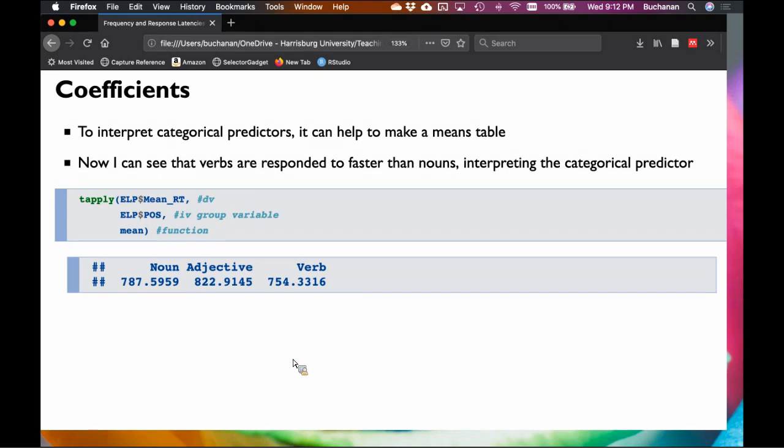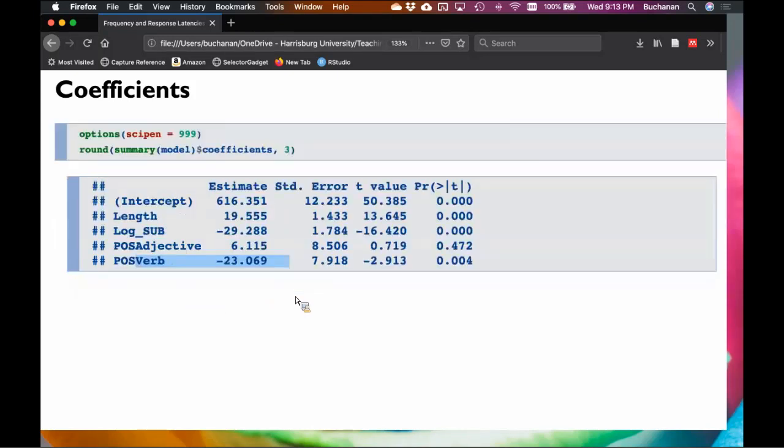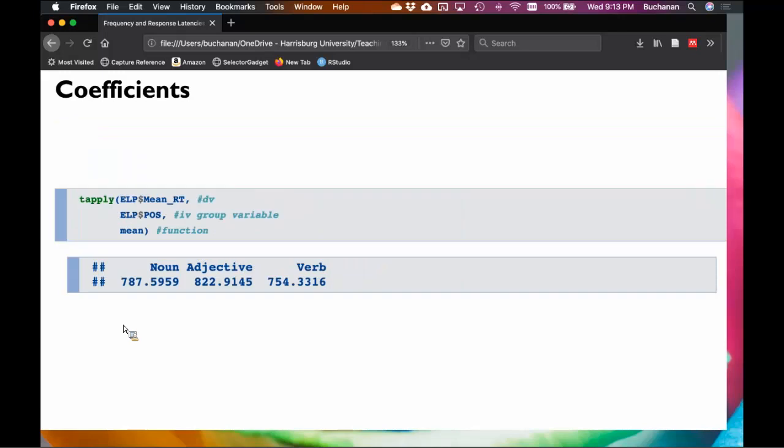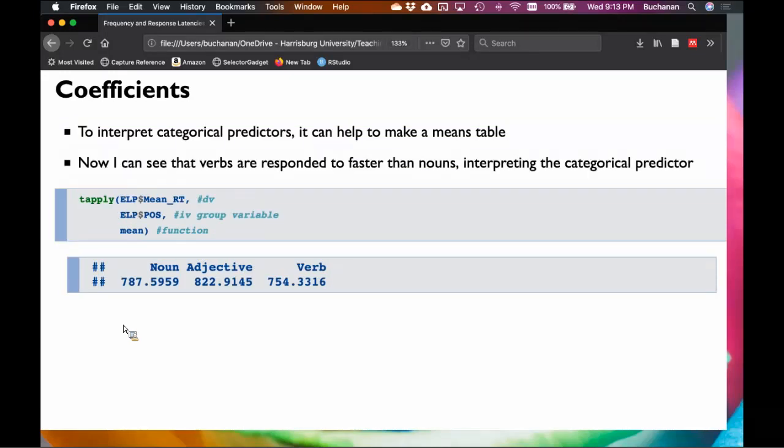And I can see that verbs are responded to a little bit faster than nouns, okay? Which, if we did the math subtraction here, is like 33 milliseconds. But that doesn't match our numbers over here, because remember that this is the difference in means given everything else. So there's a way to get the actual means controlling for all the other variables. And I think the function you want is ggpredict, which is in a special package.